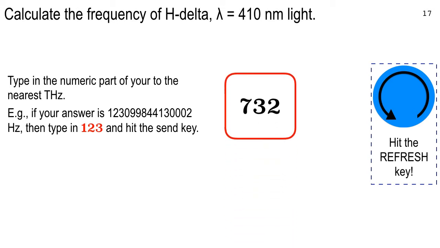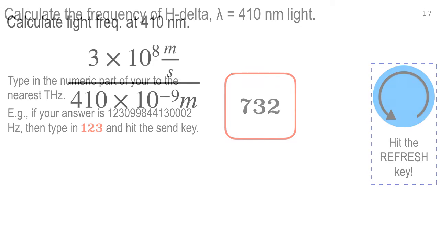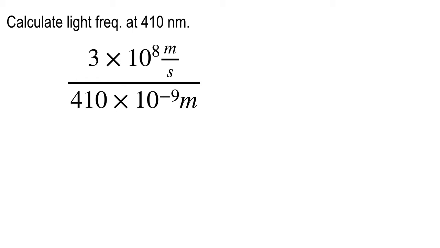Now, all right, let's just double check it. In case you got tripped up, here's your calculation. Speed of light divided by the wavelength. And this one's 400 times 10 to the minus 9. This is H delta. The purpley line, the closest purpley line in the visible wavelengths of hydrogen. 410 times 10 to the minus 9 meters, 3 times 10 to the 8 meters on top. Meters cancel, of course. You're left with hertz.